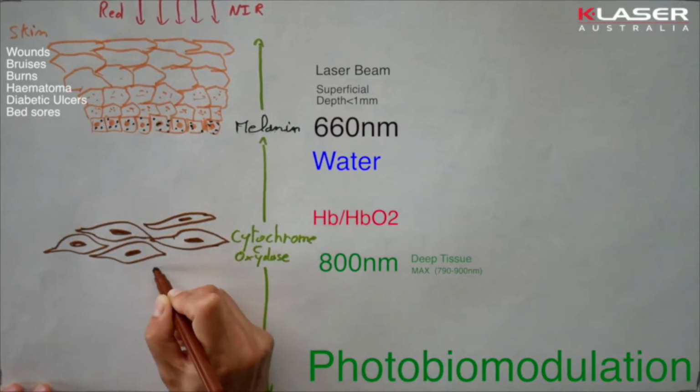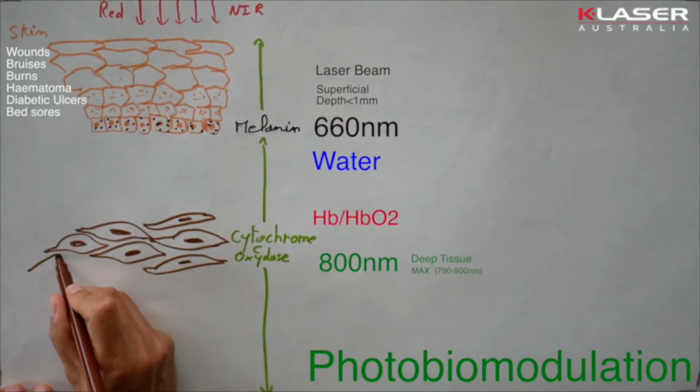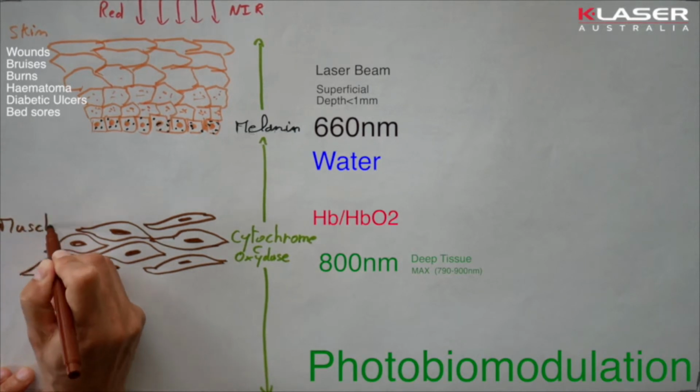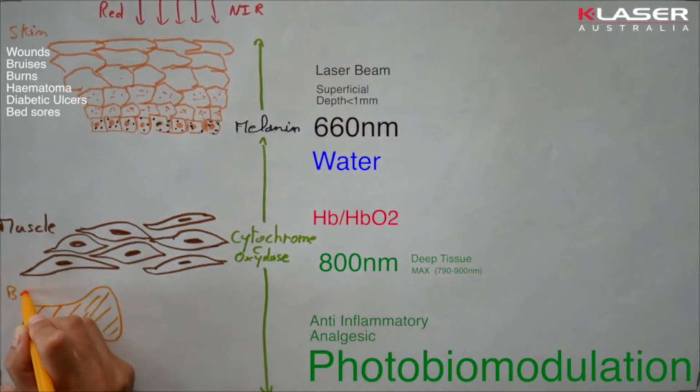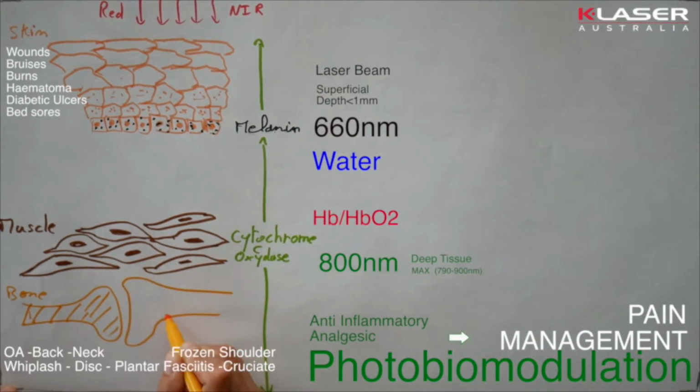The 800 nanometers wavelength brings analgesic effect on nerve and anti-inflammatory effect, so it is great for pain management, such as osteoarthritis, chronic back pain, neck pain, frozen shoulder, whiplash injury, herniated disc, plantar fasciitis, cruciate injuries, and many others.